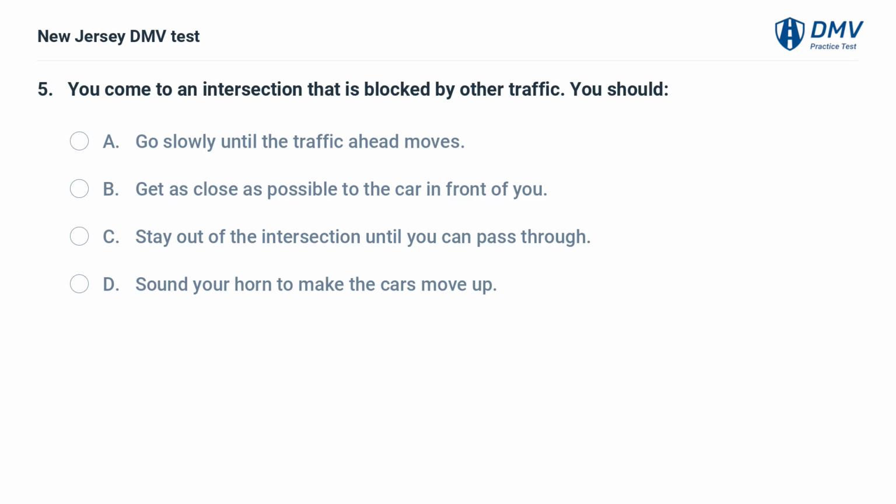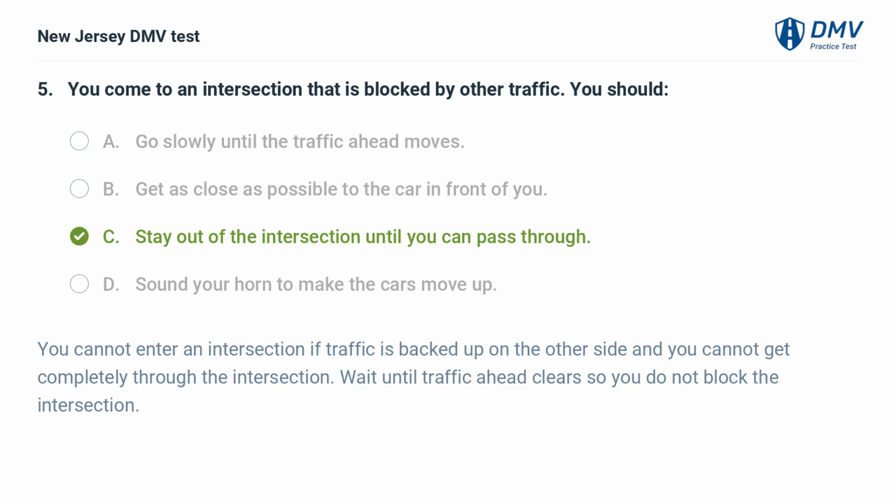You come to an intersection that is blocked by other traffic. You should A. Go slowly until the traffic ahead moves. B. Get as close as possible to the car in front of you. C. Stay out of the intersection until you can pass through. D. Sound your horn to make the cars move up. C. Stay out of the intersection until you can pass through. You cannot enter an intersection if traffic is backed up on the other side and you cannot get completely through the intersection. Wait until traffic ahead clears so you do not block the intersection.